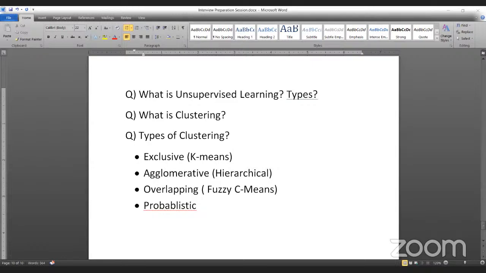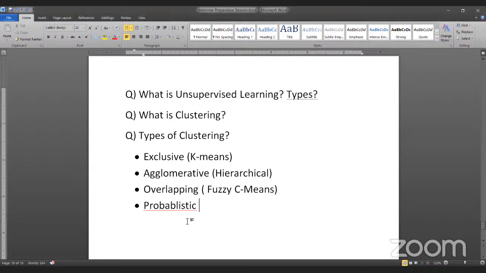Suppose we have some keywords like man's shoe, woman's shoe, woman's glove, man's glove. If we have these four and we want to cluster them, they can be clustered into two categories, either shoe and glove, or they can be clustered into man and woman. This way the clusters are formed, and it uses probability distribution. So these four are the major clustering techniques.